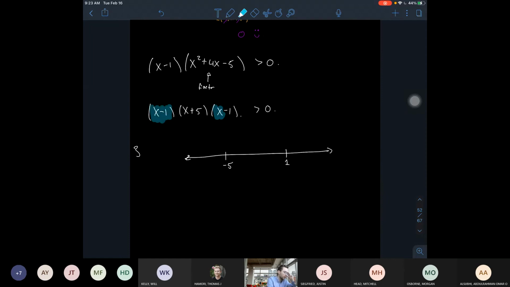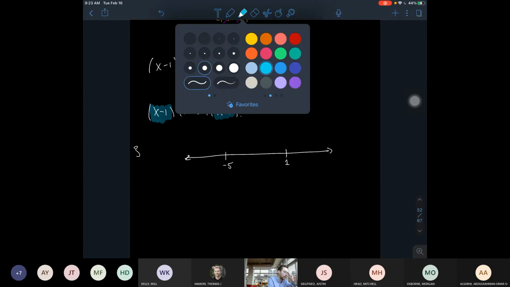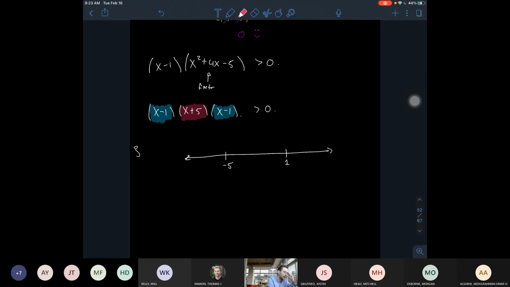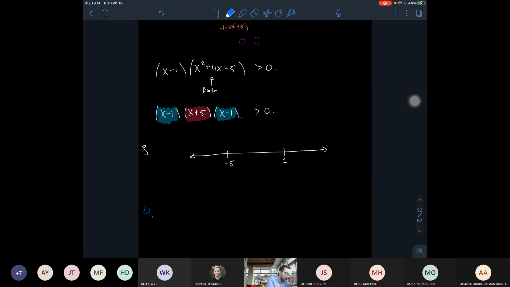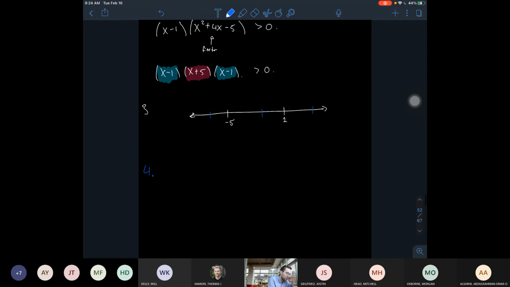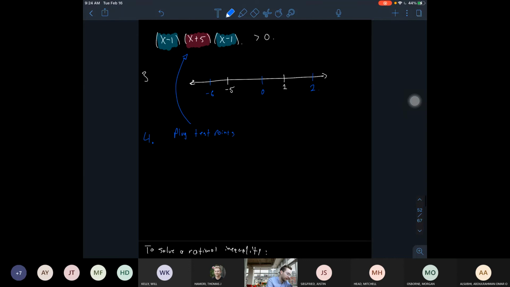So we've got x minus 1 with multiplicity 2, and then we have x plus 5 with multiplicity 1. And all we're going to do now is pick a test point from each interval, and plug it into the function and see what we get. So I'm going to pick the test points maybe -6, and I'll pick the test point 0 in the middle. That's usually an easy one to plug in. And then I'll pick the test point 2 from the final interval. And now I'm just going to plug them into our function, which is neatly factored.